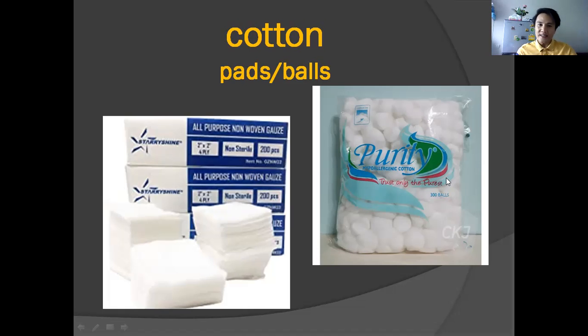We use this to clean the wound using the antiseptic, right? We pour antiseptic on the cotton balls or cotton pads, and we use it to clean the wound.